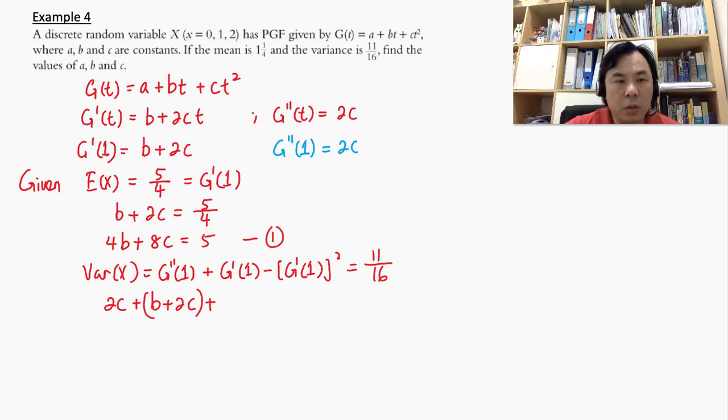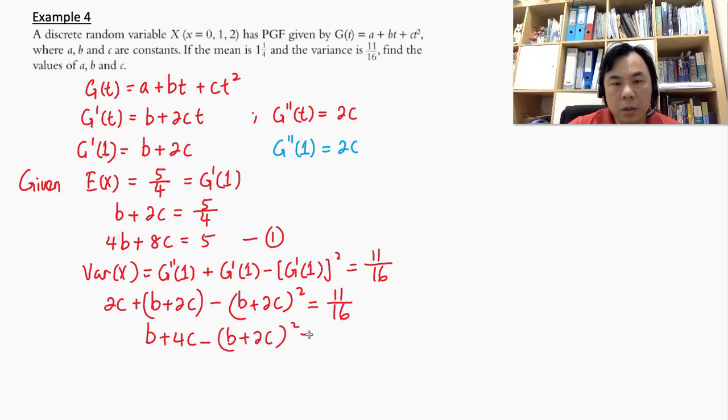And then I need to subtract off (b plus 2c) squared. Did I get that correct? Yep, correct. So squared. Therefore, I will get 11 over 16 there. All right, so at this point, I will get b plus 4c minus (b plus 2c) squared equal to 11 over 16 there.